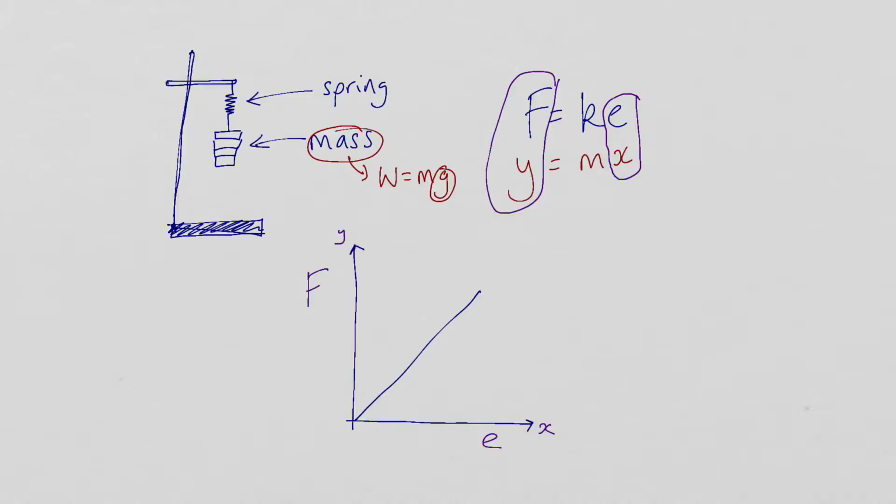Now again, if we compare our two equations, y equals mx with F equals ke, if we've got force on the y-axis, if we've got extension on the x-axis, and they're equal to each other, then it also follows that these two values must be equal as well. So in other words, m in maths you'll see it as the gradient, but in physics the gradient also has another meaning. It tells us the value of k, the spring constant.